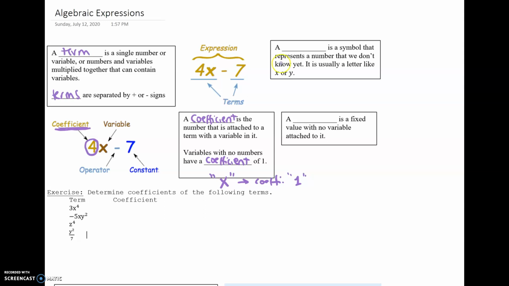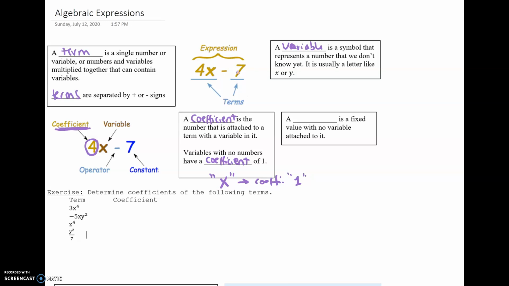Now, a variable is a symbol that represents a number that we don't know yet. It is usually a letter like x or y. So the variable in this particular expression, 4x minus 7, is going to be x. X is our variable.